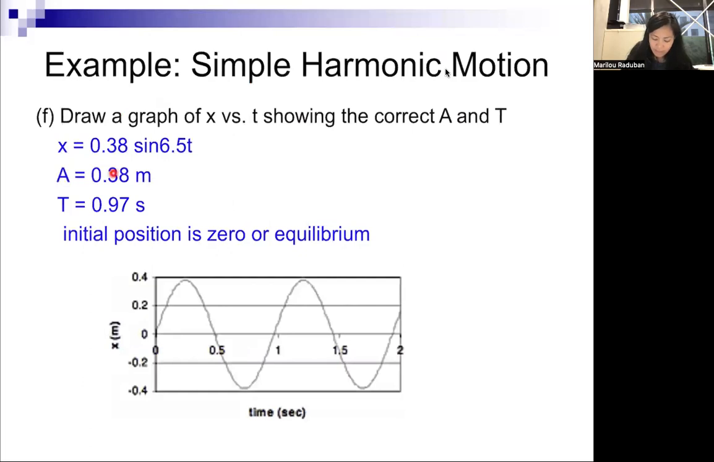Okay, we've already determined the amplitude and the period, and the initial position is 0. Therefore, your graph is always sinusoidal. Your graph should start from x equals 0, from the equilibrium position. And your period is about 0.97 seconds. So notice how that's one period from this point. That's one period, so that should be around 0.97 seconds.